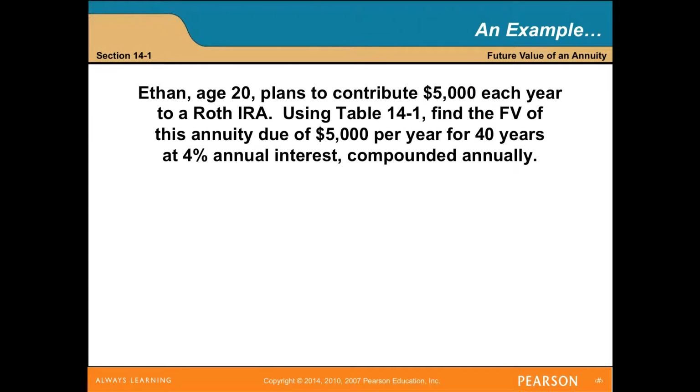annuity due. So as an example, Ethan, who's 20 years old, plans to contribute $5,000 each year to a Roth IRA. Using table 14-1, find the future value of this annuity due of $5,000 per year for 40 years at a 4% annual interest compounded annually.